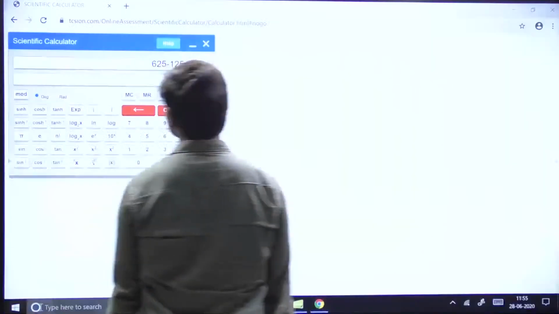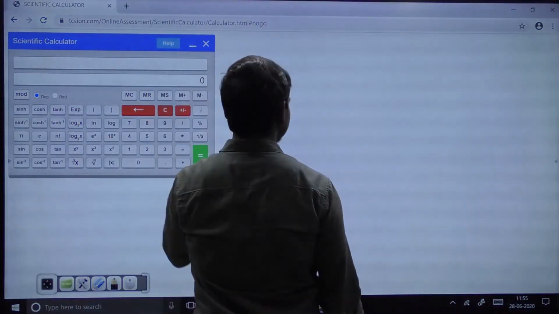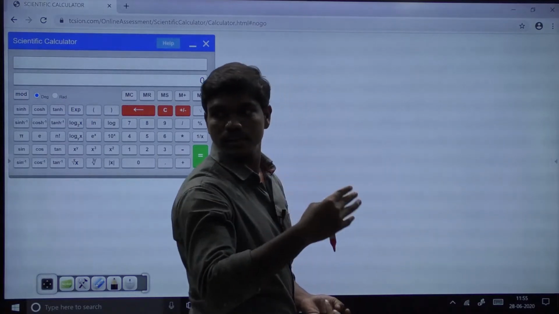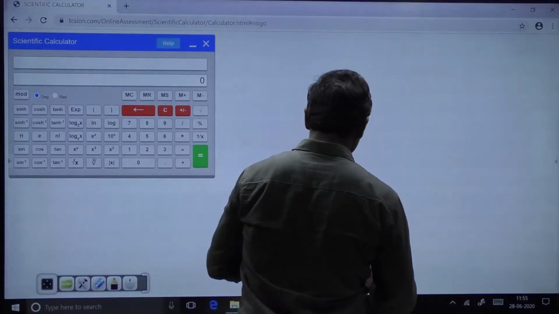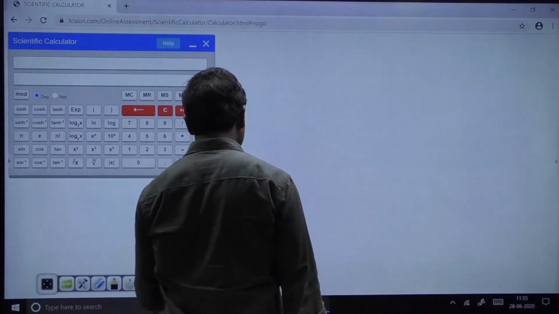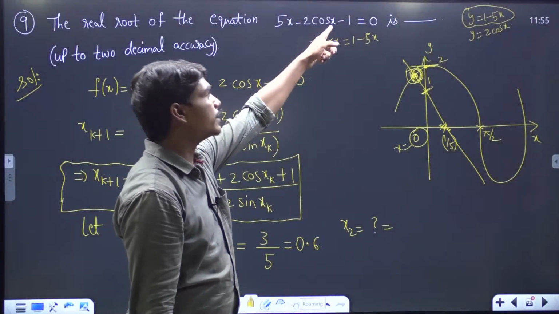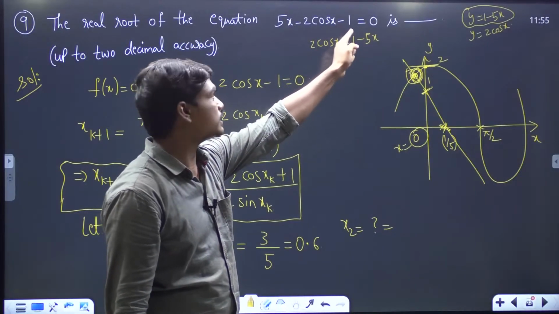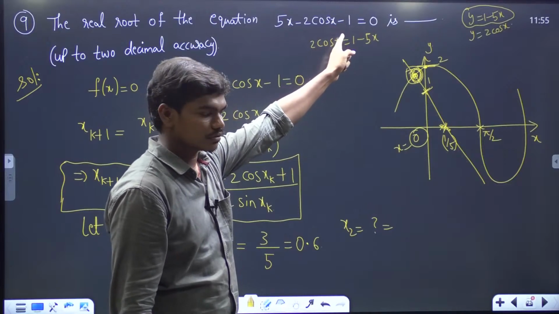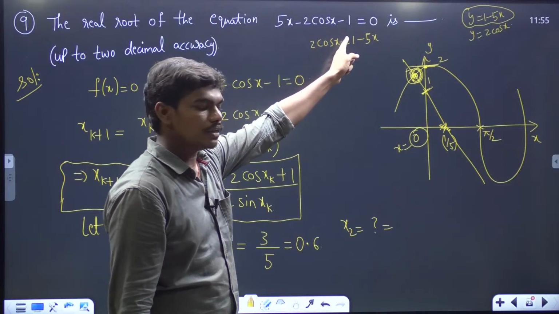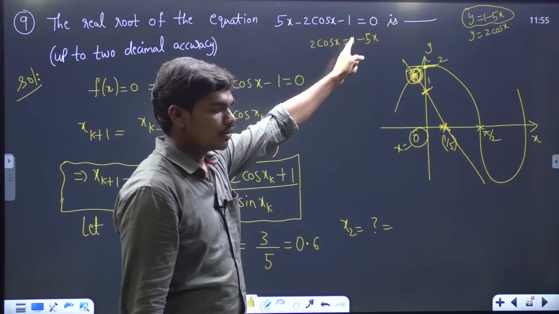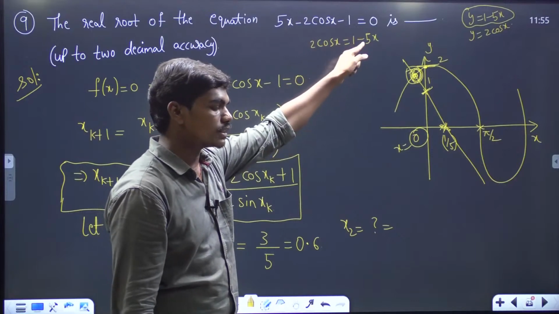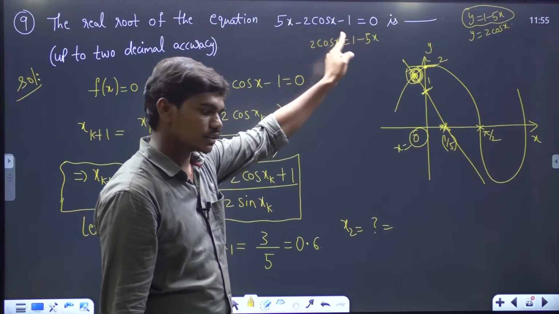I think many of your answers might be diverging, correct? Like 1 point something, 50, 40, some huge numbers. The mistake you are committing is this: if you have trigonometric ratios in the equations, please tell me, is this x in degrees or radians? In these equations, if you have trigonometric ratios like sin x and cos x, will you take this in radians or degrees? This is in radians, correct?